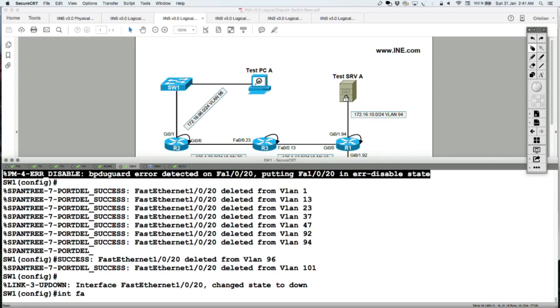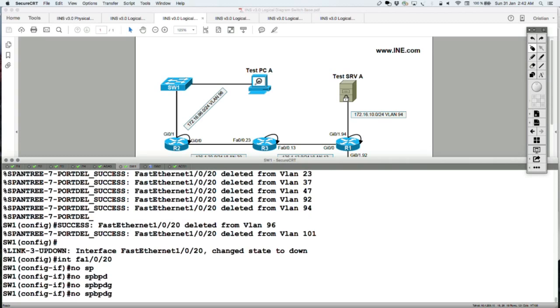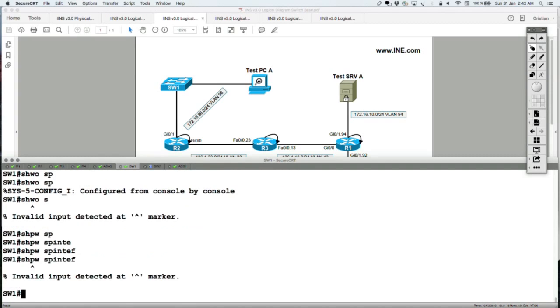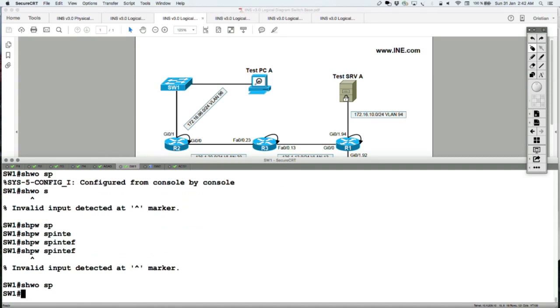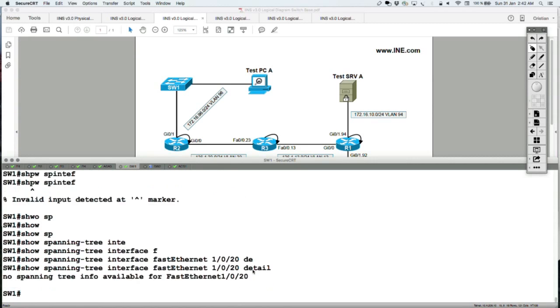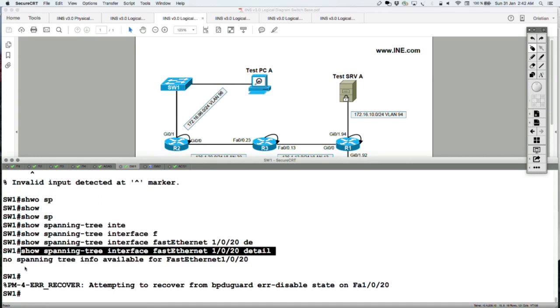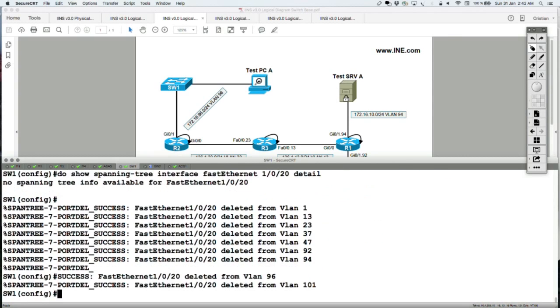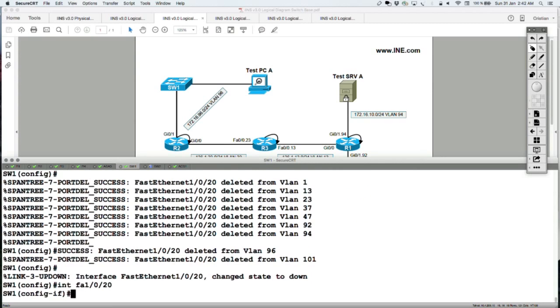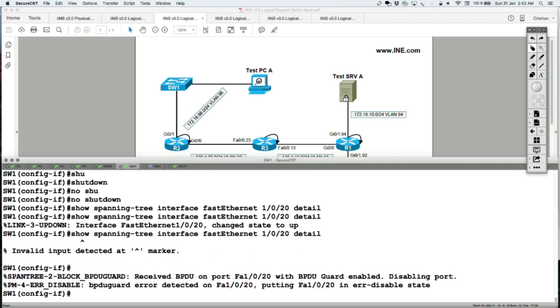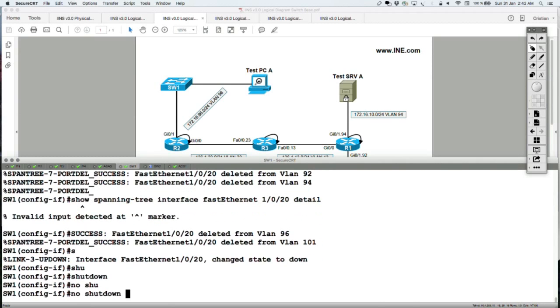So let's disable the feature on FA10/20: no spanning-tree bpduguard. I should be able to say show spanning-tree interface FA10/20 to verify the feature, but because the port is being error disabled, I may not see that. Show spanning-tree interface FA10/20 detail. I don't see this because the port is in the error disabled state, it's shut down. Let's manually shut it down, and maybe I'm fast enough to show you the output. Shutdown, no shutdown, and then instantly put the command. Let's try again. Shutdown, no shutdown.